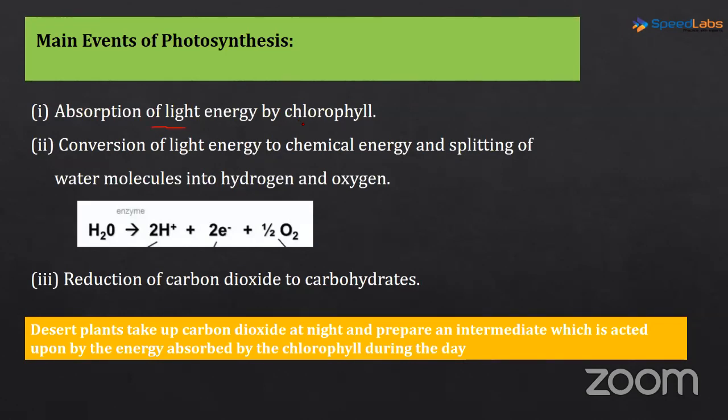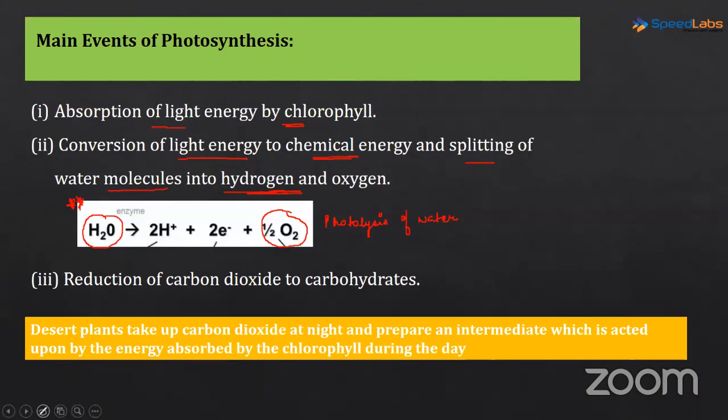So, absorption of light energy by chlorophyll, then conversion of light energy to chemical energy, and splitting of water molecules into hydrogen and oxygen. This reaction is called photolysis of water. Conversion of light energy to chemical energy and splitting of water molecule into hydrogen and oxygen. The water which is splitting into 2H plus plus 2 electrons plus half oxygen. Okay, so a question can be asked that how is oxygen liberated, or from which reaction is oxygen liberated?